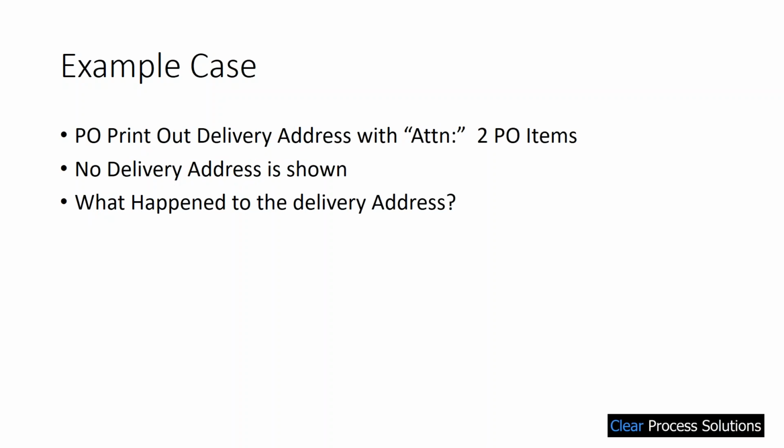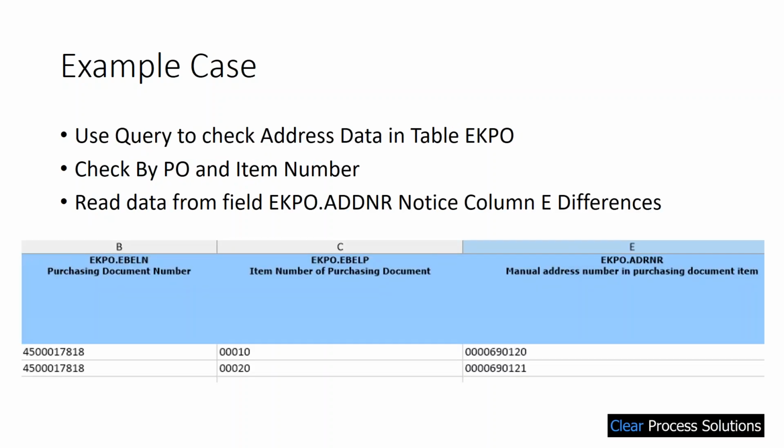Okay, PO printout delivery address with 2 PO items, no addresses shown. Okay, what happened to delivery address? This had me scratching my head for a while. So after a while, I went to query, and I went to check table EKPO, and this would be a very important table for you to use once you're into this, and you want to find out any information about a PO. This is the table to go to.